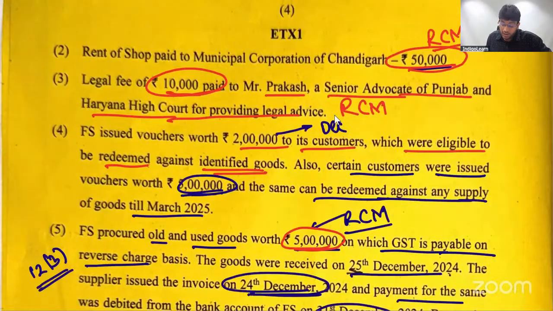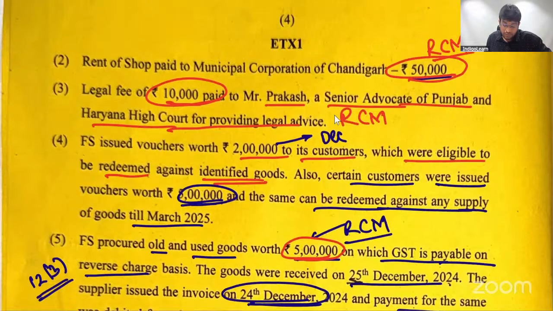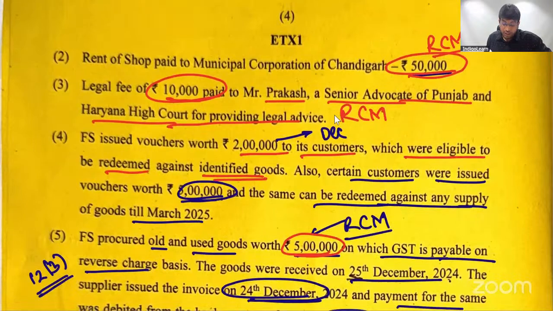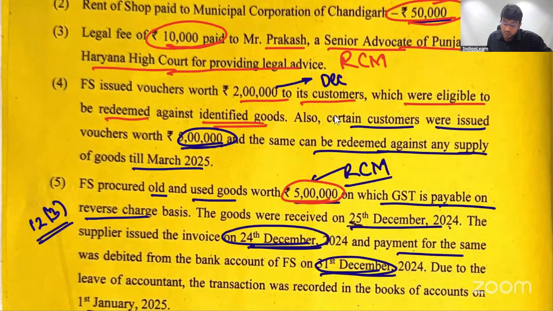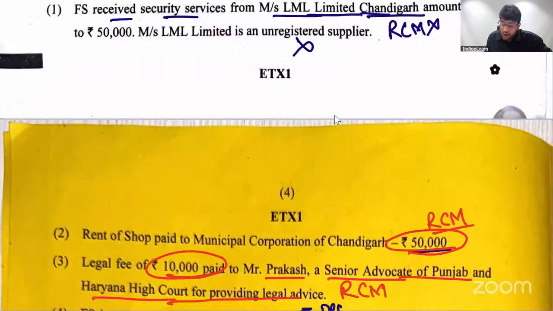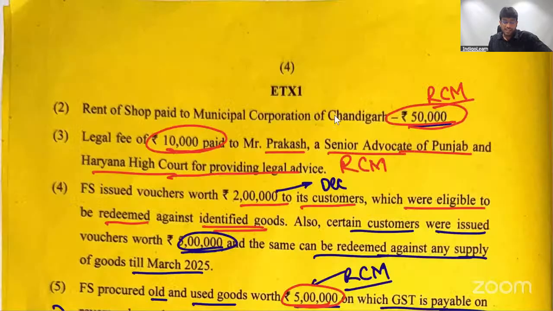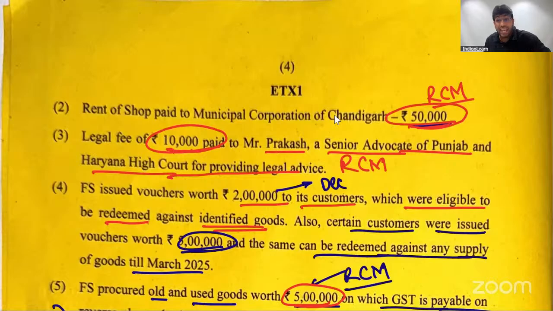560, 50,000 RCM, 10,000 RCM, 60,000. 60 plus 5 lakh, 560, plus 1 lakh GTA also RCM only. That means total is 6 lakh 60,000. Where it is 6 lakh 60,000, answer is option A, my dear friends.